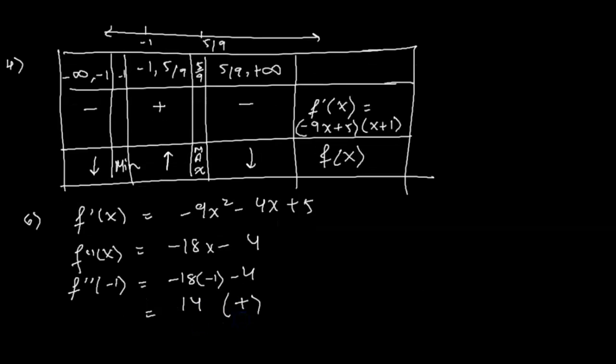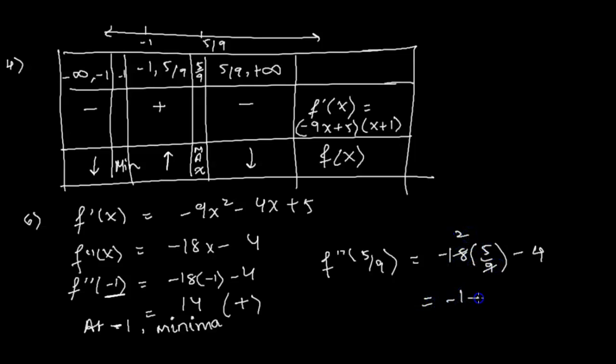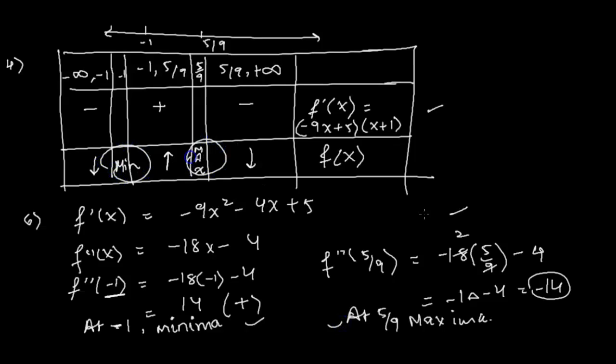Since it's positive, the second derivative test says that at negative 1, we would see a minimum. Then we solve for the second derivative at x equal to 5 by 9 and sub it in the equation. So when we simplify it, we get a negative 10 minus 4, which is a negative 14. Since at 5 by 9 we see a negative answer, at 5 by 9 we would see a maxima. So this and this are aligned. That means both of these tests are in alignment with each other. So this is a confirmation that we have a minimum at negative 1 and a maximum at 5 by 9.